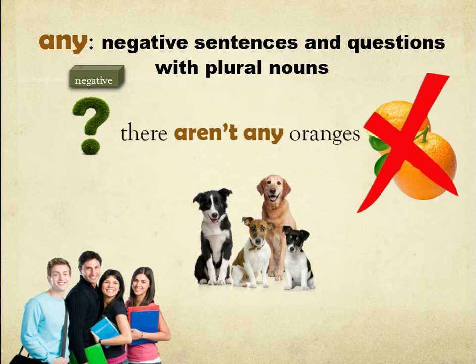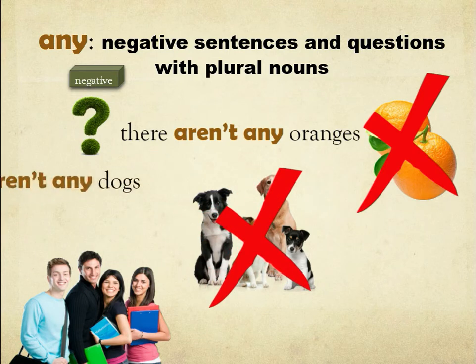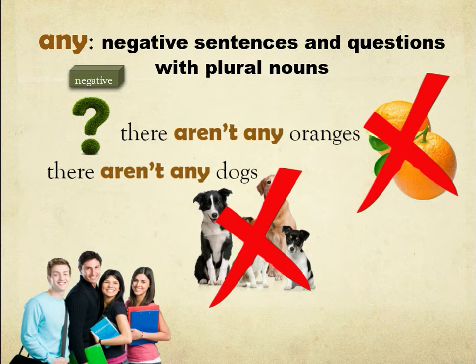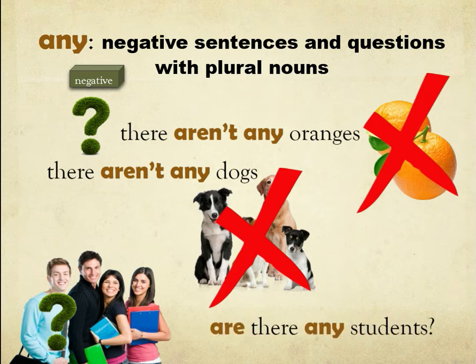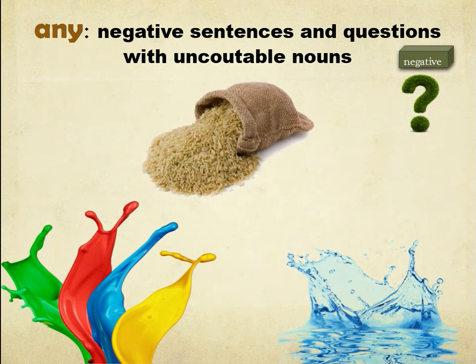Any: negative sentences and questions with plural nouns. There aren't any oranges. There aren't any dogs. Are there any students?